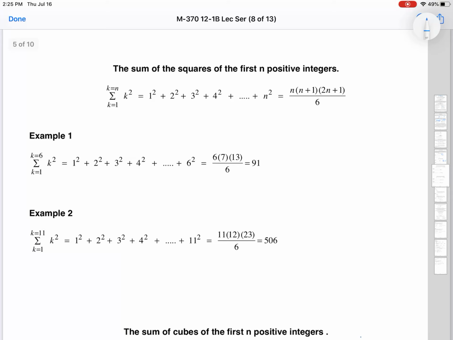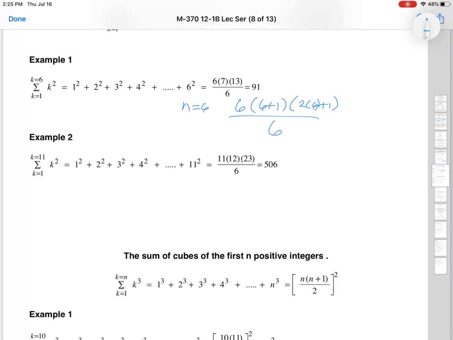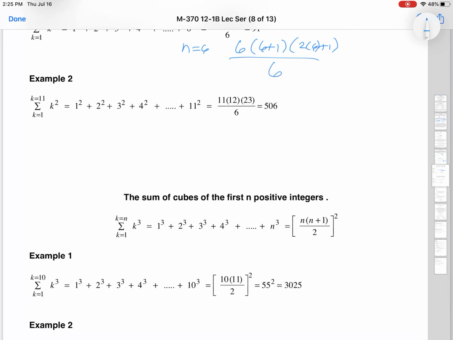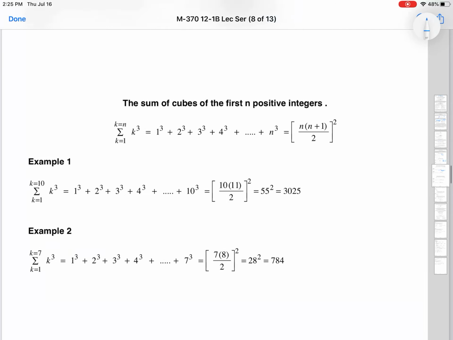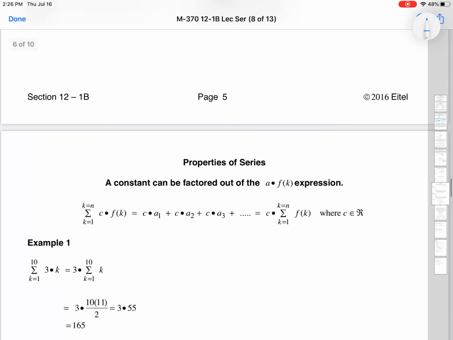And so here we recognize that n is 6, and so we're just plugging in 6 times 6 plus 1 times 2 times 6 plus 1. And you can see where they're getting all those numbers. And then here, first 11 terms, 11 times 12 times 23, right? 11 doubled is 22, plus 1 is 23, and we get a nice 506. And then the sum of the cubes looks like that as well, and that's usually where we'll stop.